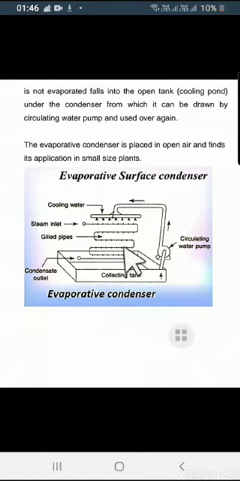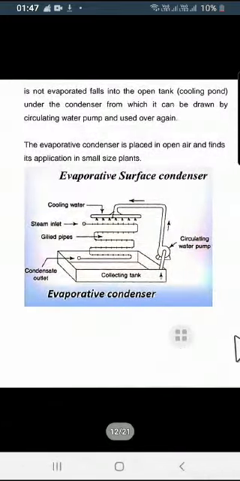As the air circulates over the water film, it evaporates some of the cooling water. As a result of this rapid evaporation, the steam circulating inside these tubes gets condensed. The remaining cooling water is collected at an increased temperature and reused. So this is the general working principle of the evaporative surface condenser.